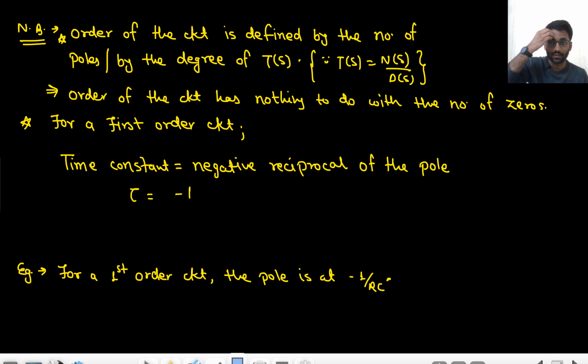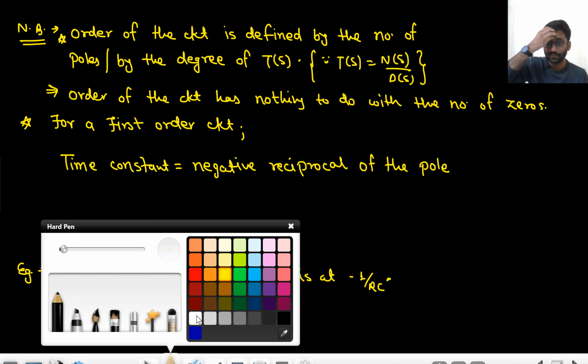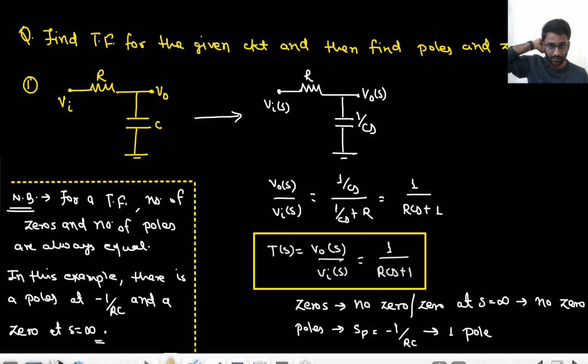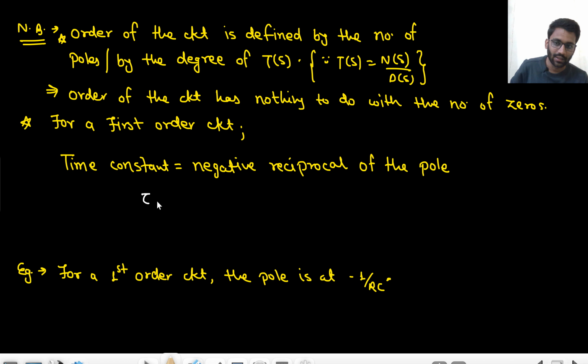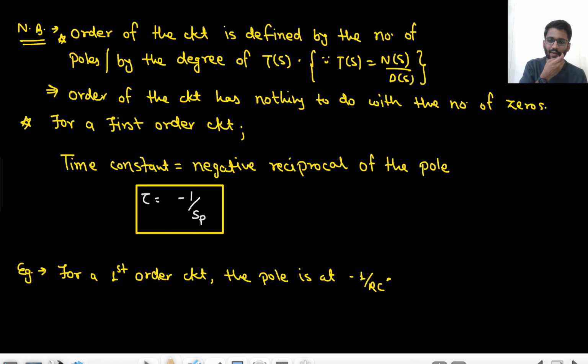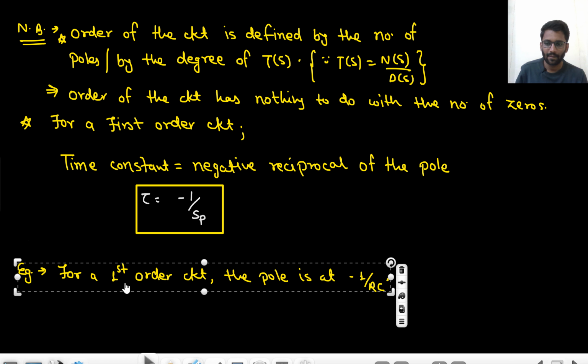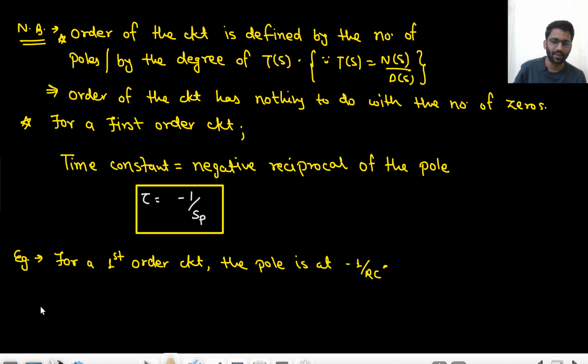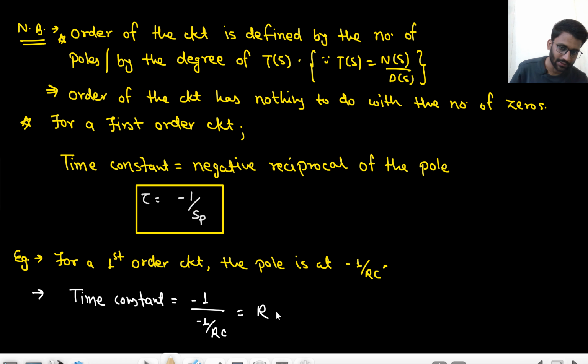Time constant is the negative reciprocal of the location of pole. Okay. So let's just take this example: for a first order circuit, the pole is at minus 1 by RC. So the time constant will be what? Negative reciprocal of minus 1 by RC. The time constant will be RC.